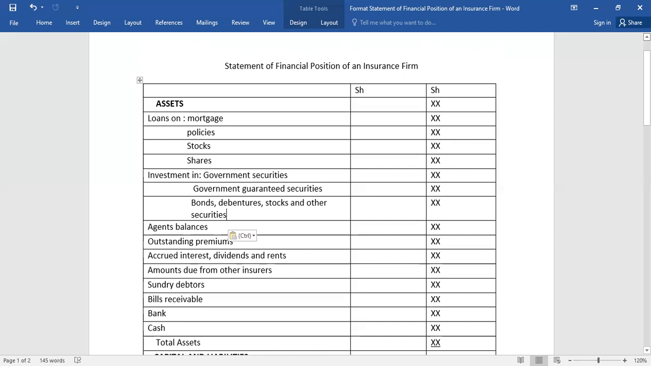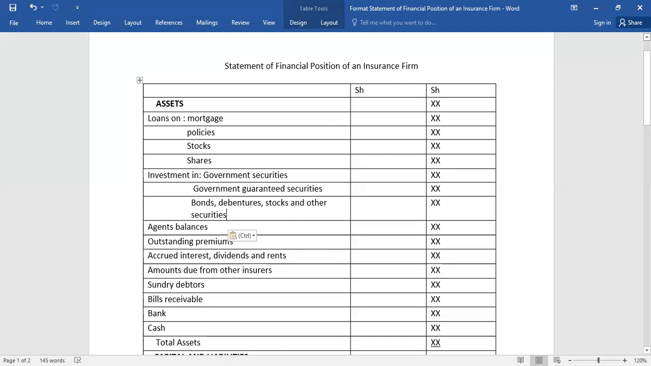So in our asset portfolio, I've said the insurance company might decide to invest or diversify their portfolio in different investment vehicles. Could be mortgages, policies, stocks, shares, etc. They could invest in government securities, government guaranteed securities, bonds, debentures, all manner. It is a diversified portfolio. What they make sure is the portfolio is optimal. Optimal to mean there are some liquid assets because of the compensation or the claims upon death.